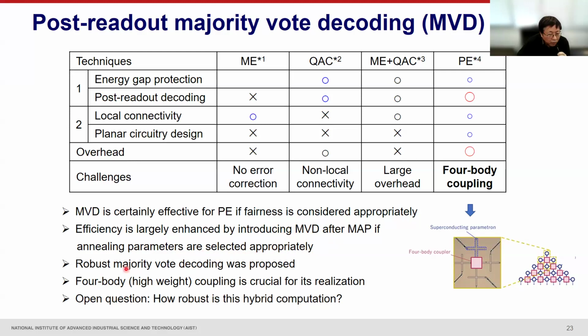And a robust majority vote decoding scheme was proposed. We should note that to achieve these results, high weight coupling is crucial for its realization. The open question is how robust is this hybrid computation? That's all.